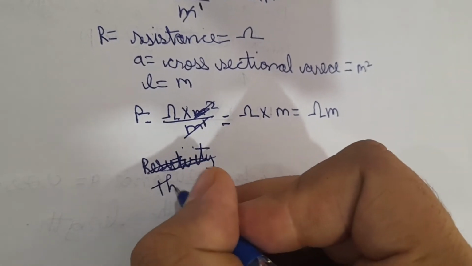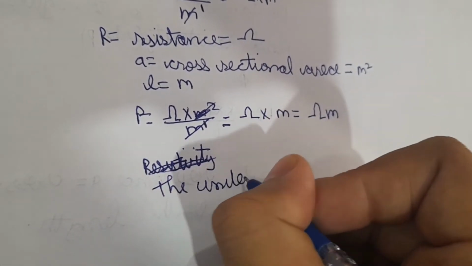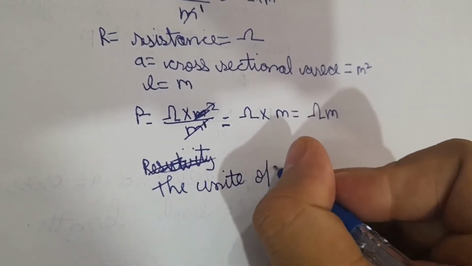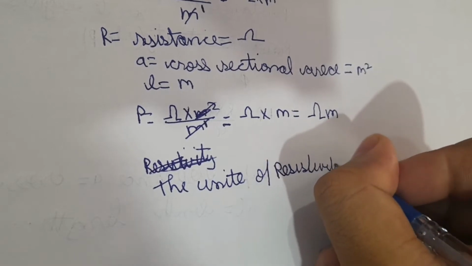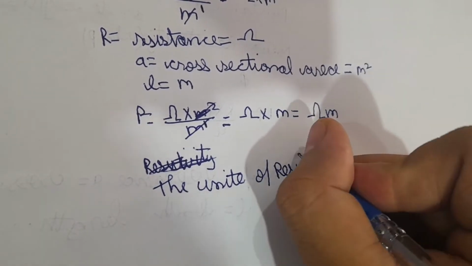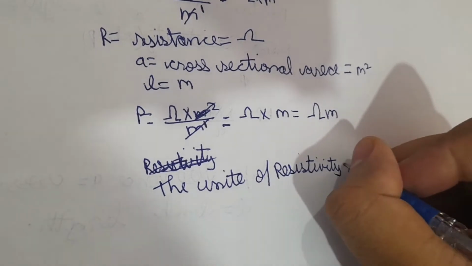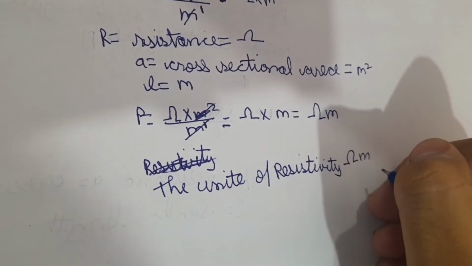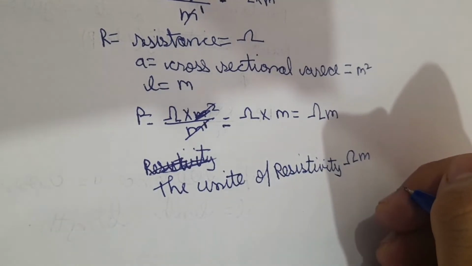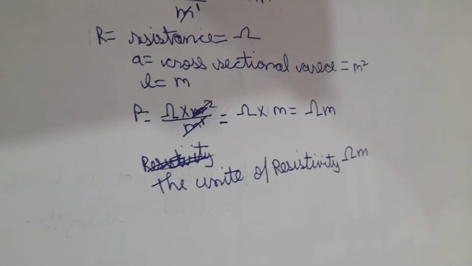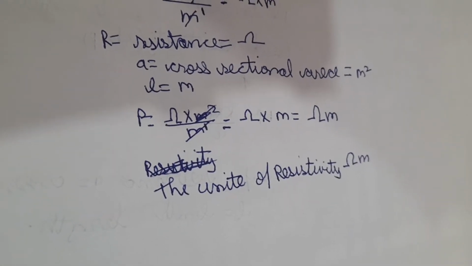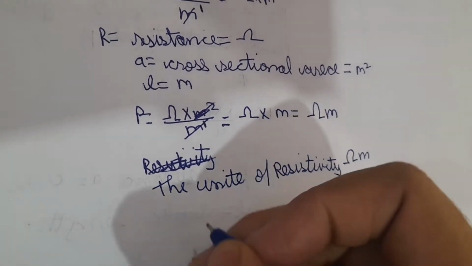So what is the unit of resistivity? The unit of resistivity is ohm meter. What is the definition of resistivity? The specific resistance of a material, or resistivity, is defined as the resistance of a piece of that material which is 1 meter long and of unit cross sectional area.